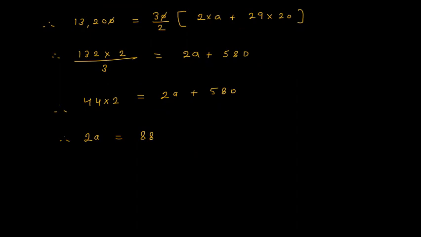Here 10 is there, so it is 440. So here it is 880. 2A is equal to 880 minus 580. So here we get 300. Therefore the value of A is equal to 300 divided by 2, which is 150.